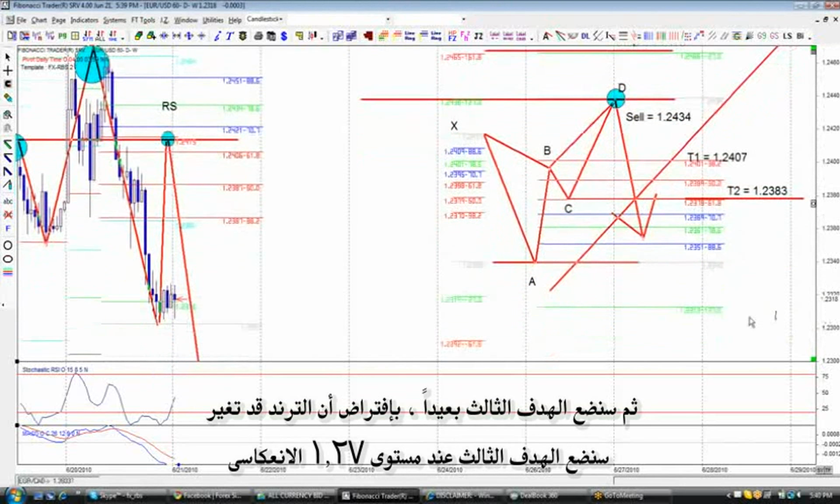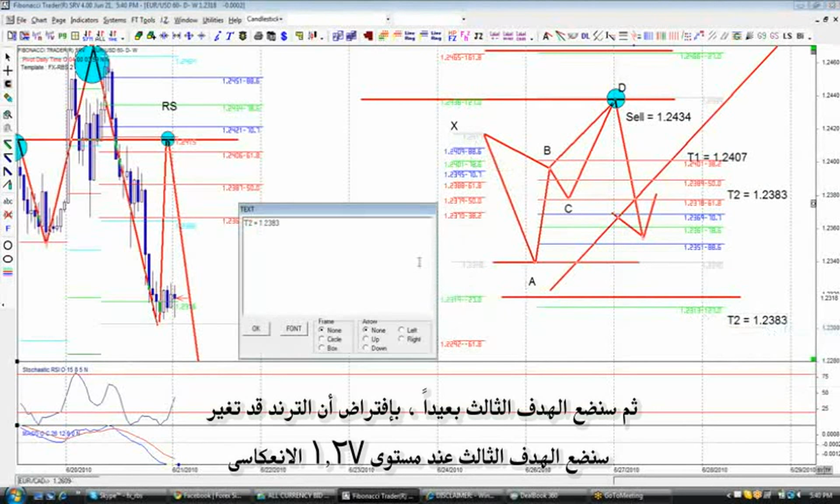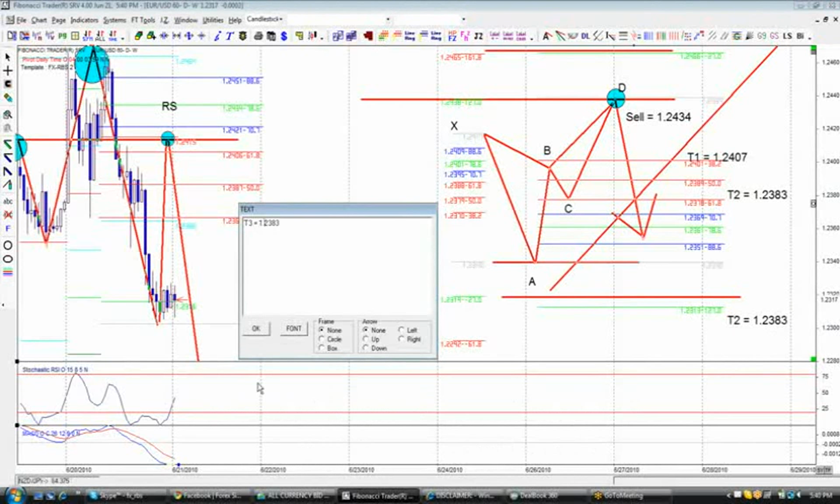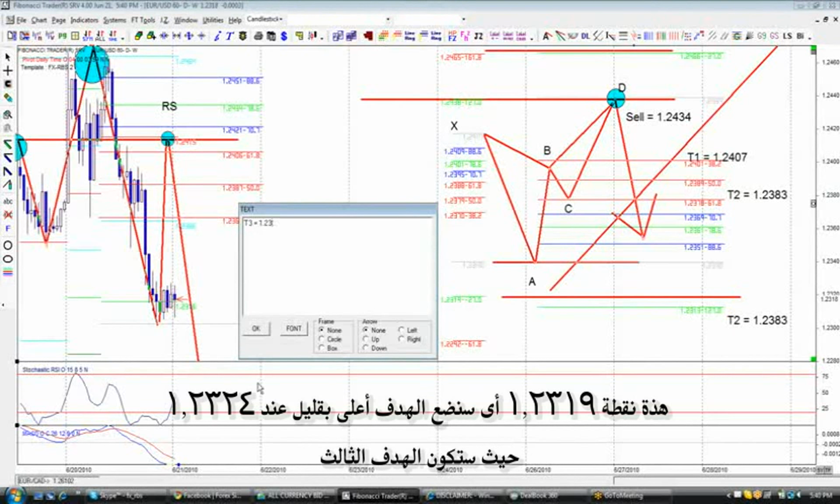And then I can place my third limit all the way down, because since we assume this is trend reversal pattern, I would place my limit at the 127 extension, the last one. This is 123.19, 123.24 would be my third limit.